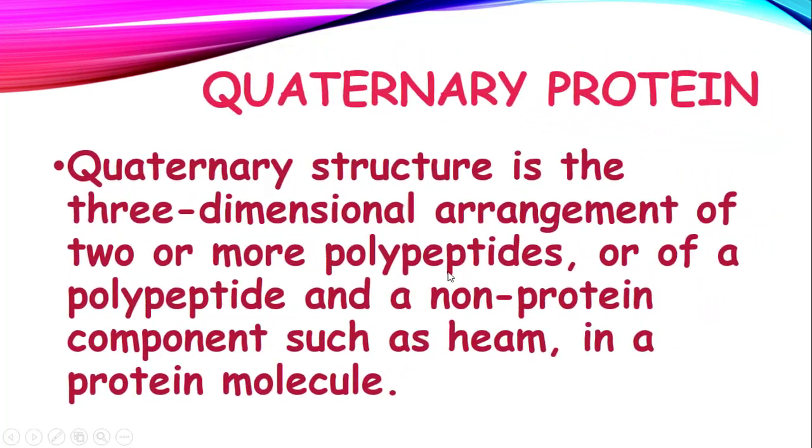Now let me explain one more term. This is called the quaternary protein. Quaternary structure is the three-dimensional arrangement of two or more polypeptides, or of a polypeptide and non-protein components such as heme in the protein molecules. This is a larger molecule composed of two or more polypeptide molecules. The polypeptide may link to another polypeptide or a non-protein component, for example, heme in the case of hemoglobin.